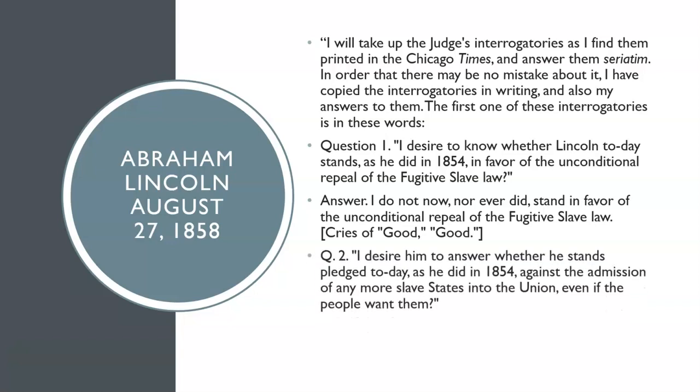Well, question 2. I desire him to answer whether he stands pledged today, as he did in 1854, against the admission of any more slave states to the Union, even if the people want them. You know, one of the things that Douglas was advocating, if you remember earlier we talked about Kansas and Nebraska, these are territories that are approaching statehood. And if you remember, in the Missouri Compromise, it said that there would be no slavery north of the southern border of Missouri except Missouri. So Missouri was kind of the exception, right?